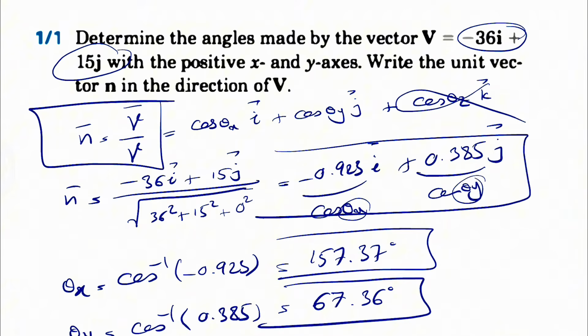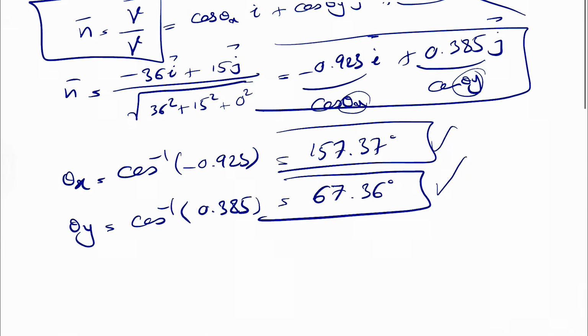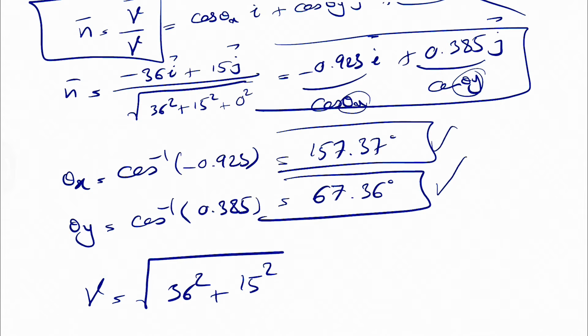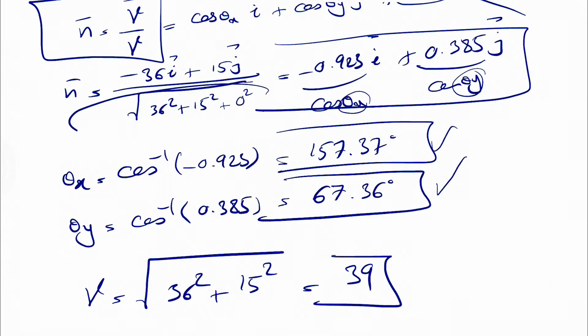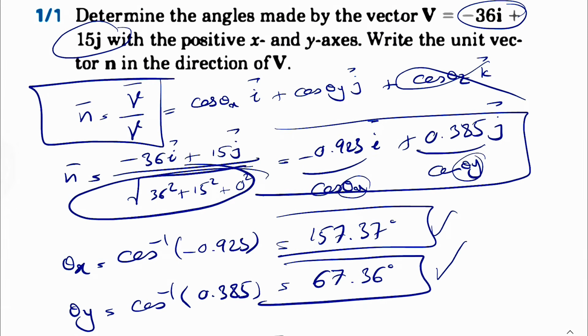So far we found the unit vector. This was our unit vector. We found the angle with x and y axes. And yeah, that's pretty much everything. And as I mentioned, if you want to find the magnitude of the force, we're going to have the square root of 36 squared plus 15 squared. So this will be the magnitude of our vector v in here, which let's see what we get. And this is going to be 39, which was basically the denominator that we had in here. So that's pretty much everything for this question. That was the first question of this chapter. Let's move on to the second one.